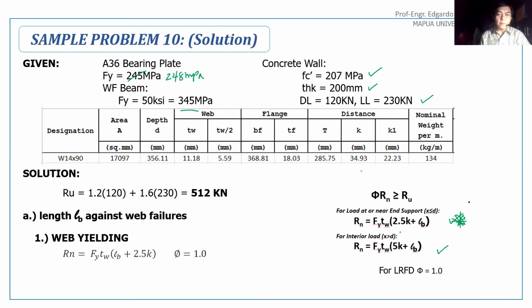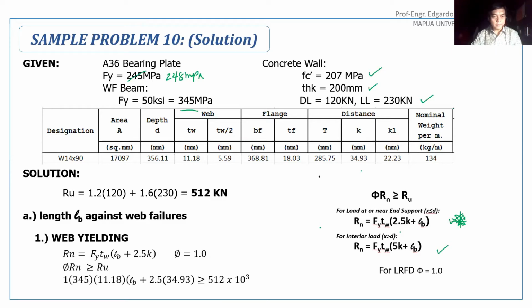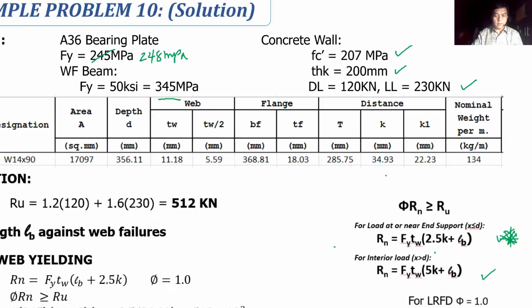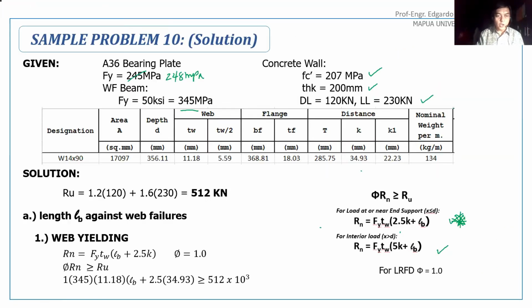Okay, so the Rn would be Fy, thickness of the web, times Lb plus 2.5 of k. And again, the resistance factor for web yielding is 1.0. Okay, then as per LRFD, the design strength, phi Rn, should be greater than or equal to R sub u. So, yung resistance factor natin is 1. And this is Fy.